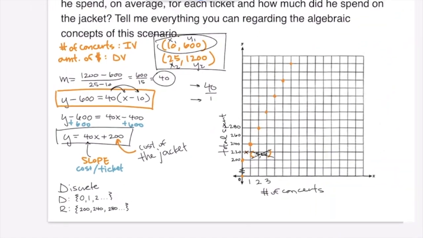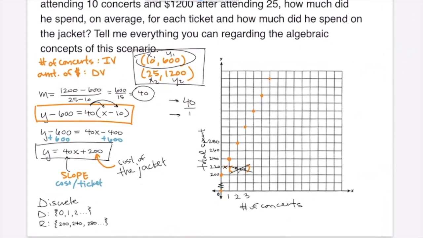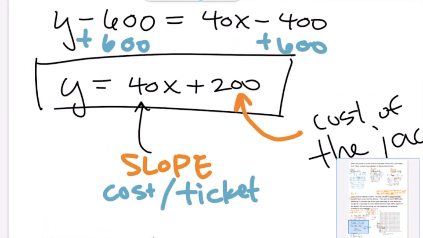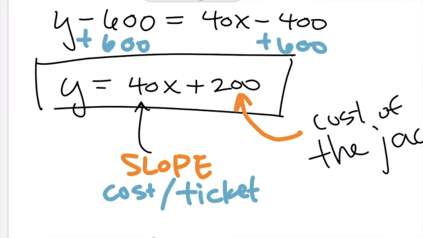So now I think we've pretty much gone through everything we can regarding the algebraic scenario, except maybe let's change this and write it in function notation. And now I think we've done everything.